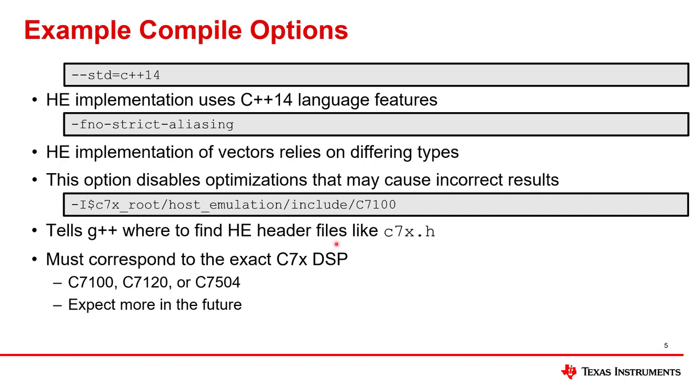So in this specific case, we want the G++ compiler to find the header file c7x.h. Now the C7100 directory here, this is an important detail. It has to match the C7000 DSP you are using. At the time of this recording, this is the full list of what is available.